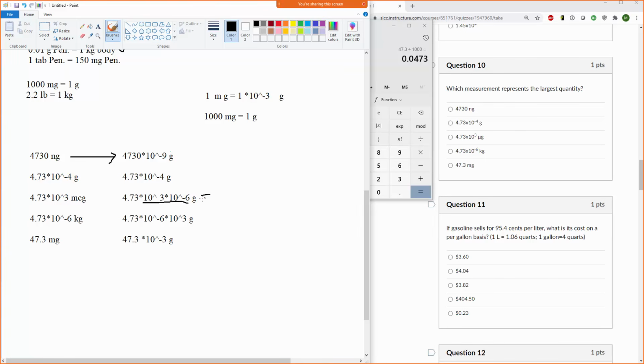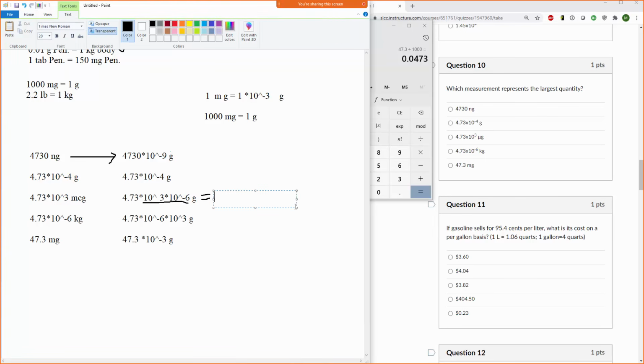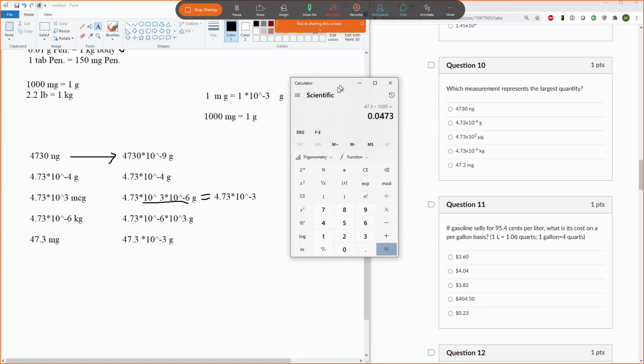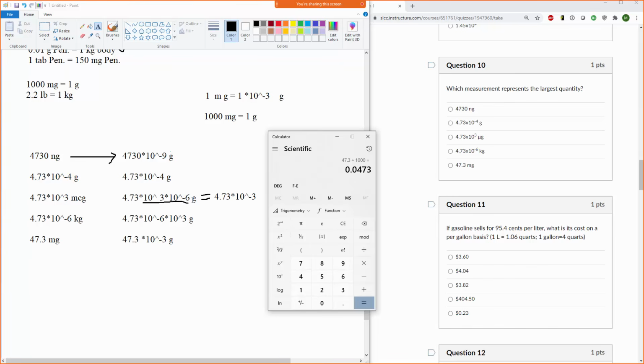So here, if you multiply exponents, you're just going to add them together. 10 to the 3rd times 10 to the negative 6th. 3 minus 6 gives you negative 3. And so that adds up to 4.73 times 10 raised to the negative 3rd. If you don't want to remember that, it's okay. You can still plug that into the calculator and say, I have 4.73 times 1 times 10 to the 3rd is how I have to do it.